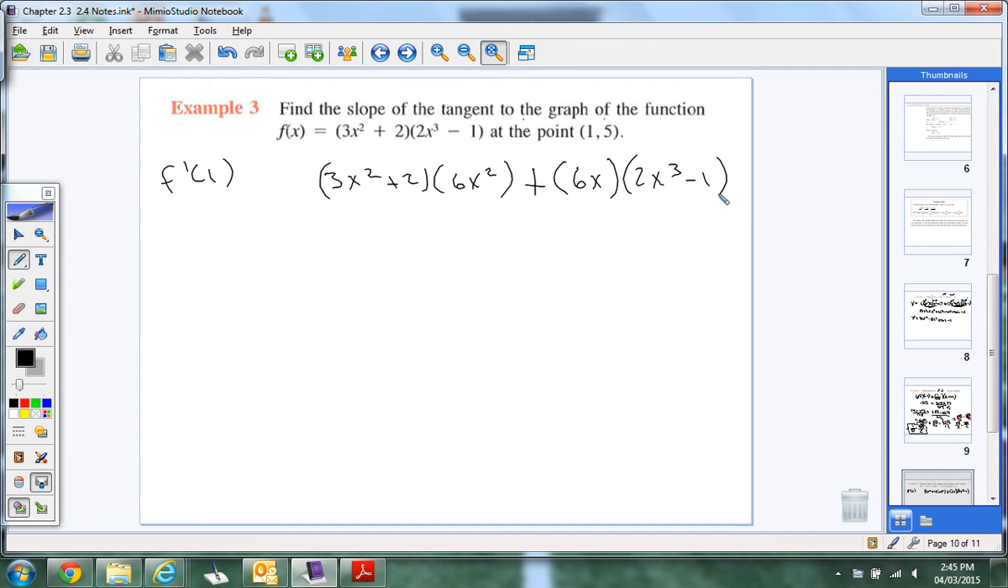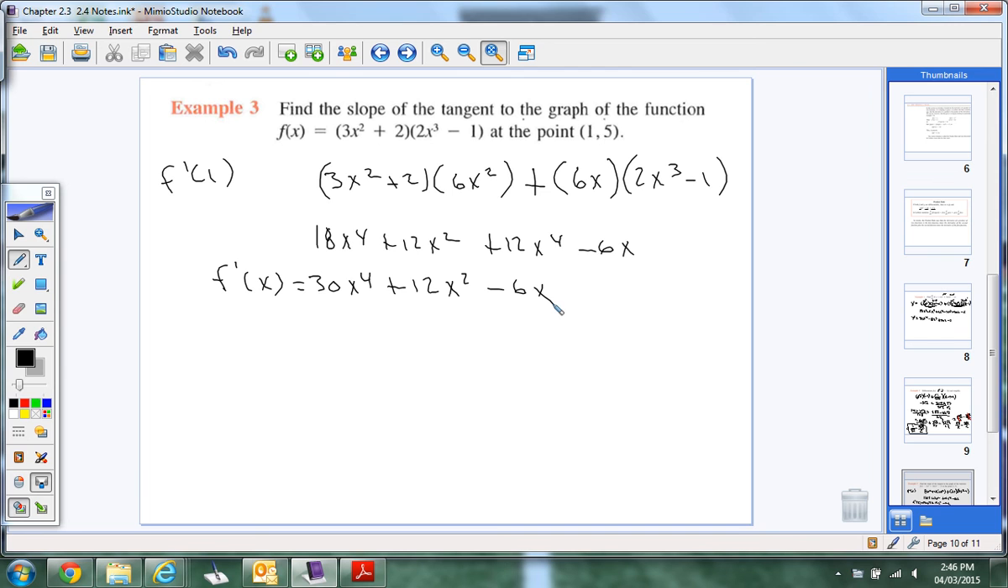Now we're going to simplify things as far as we can. So I get 18x to the 4th and 12x squared. I get 12x to the 4th minus 6x. That gives us 30x to the 4th plus 12x squared minus 6x. This is for f prime now.